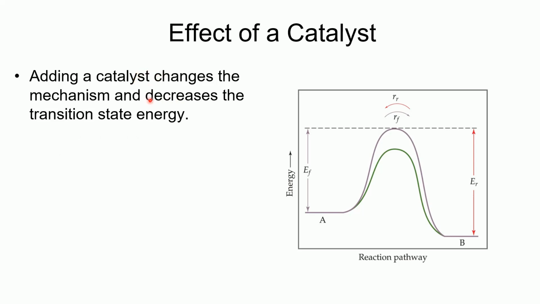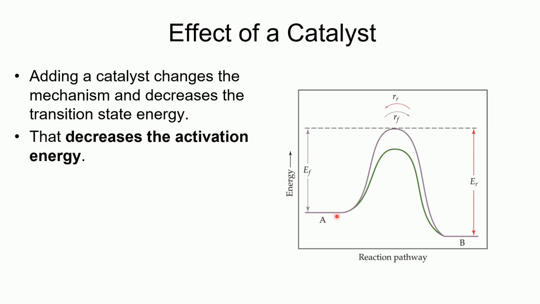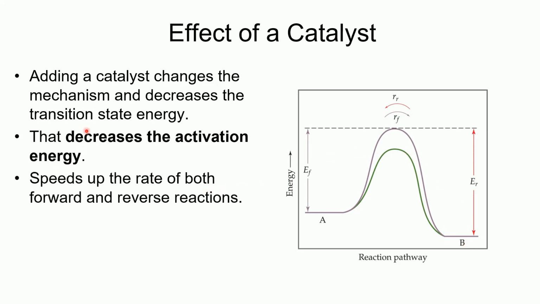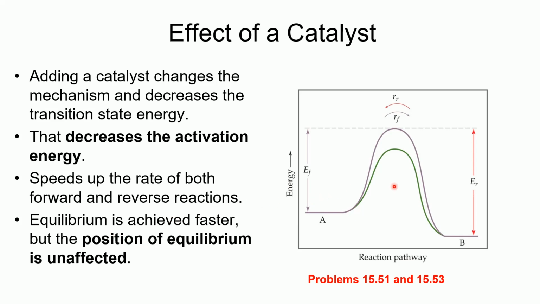Well, doing that is going to decrease the activation energy, but it'll decrease the activation energy for both the forward reaction and the reverse reaction. So we'll find that both the forward and the reverse reactions will go faster. As a consequence, we'll find that it does not change the position of equilibrium. Equilibrium is achieved faster, but the position of equilibrium is unaffected. So adding a catalyst does not affect the position of equilibrium.